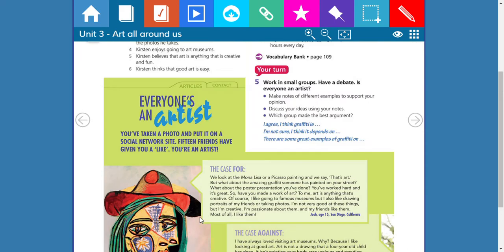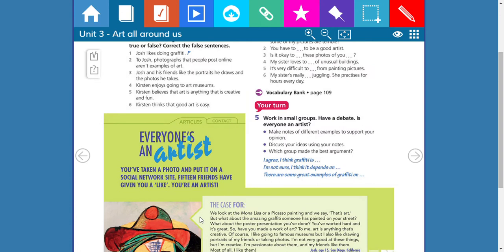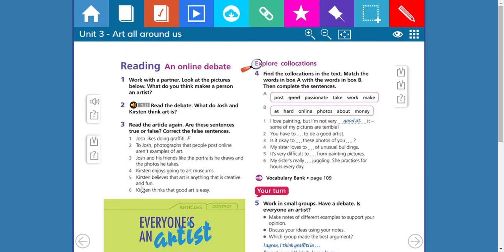Everyone's an artist. Class, do you think everyone is an artist? The teacher is an artist? You are an artist? Maybe your parents are an artist? Yes? No. It's a question you are going to answer to me. 2. Read the debate. What do Josh and Kristen think art is?